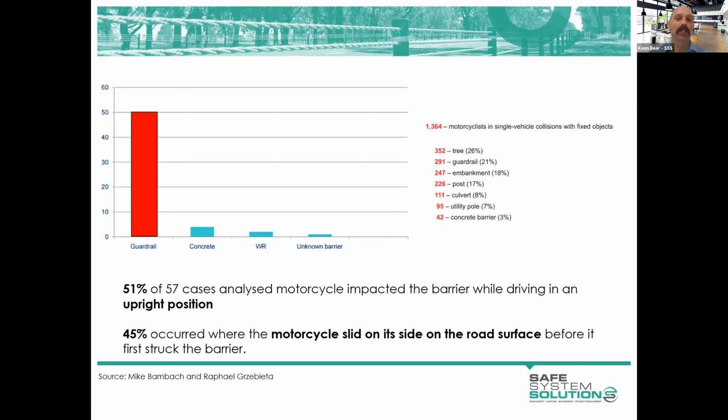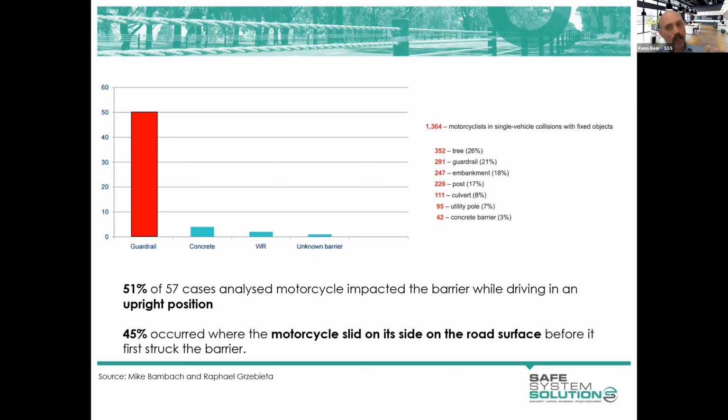And when they come into play, so when motorcyclists strike barrier systems, what are the barrier systems that are being struck? Well, guardrail products are the absolute dominant in terms of fatal and serious injuries involving motorcyclists striking them.